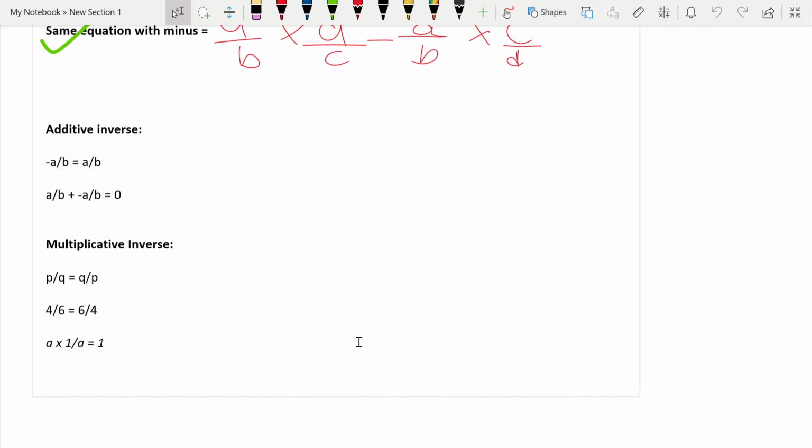Multiplicative inverse is when you do p by q and then do the reciprocal of it, which will be q by p. So the main thing is that any number times 1 by that number is equal to 1. You can do the same with 4 by 6 is equal to 6 by 4. Now if you have only 2, then it will be equal to 1 by 2. Why? Because 2 is standalone 2 by 1. And then when you do the reciprocal, it will be 1 by 2.